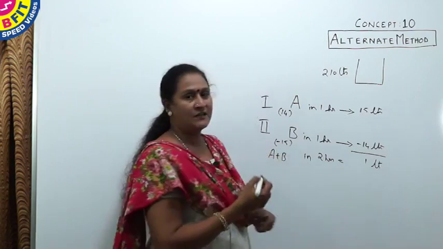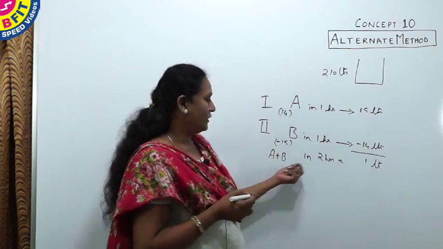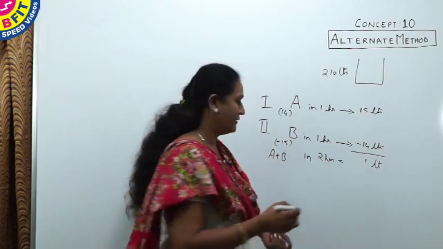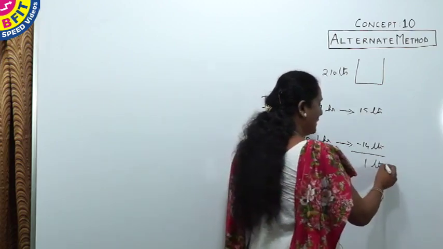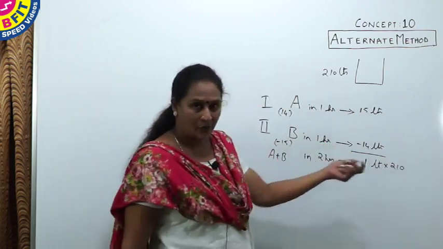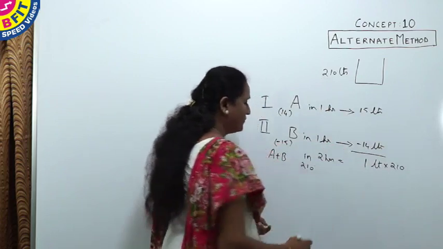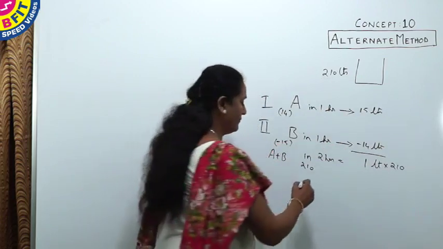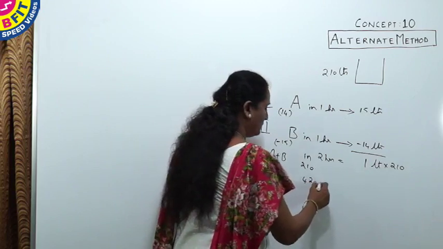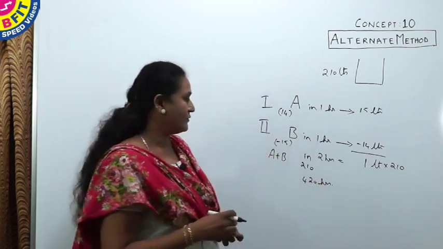Now how many liters do we need? 210 liters. Both the taps in 2 hours can fill 1 liter. So to fill 210 liters, 1 into 210, you will get 210 liters. So multiply 210 on the other side also. So 2 into 210 will be 420 hours. Now what is the time taken by both the taps to fill the tank?